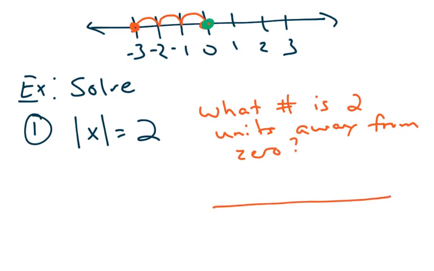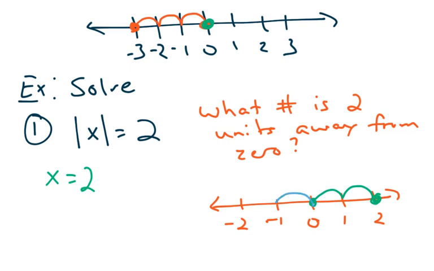Okay, so if I draw a number line, here's 0, 1, 2, -1, -2. Well, what number is 2 units away from 0? So if I start at 0 and go 2 units to the right, 1, 2, my answer there is 2. But I could also go 2 units to the left, 1, 2, and my answer there would be -2. With absolute value equations, you're more than likely going to have 2 answers.